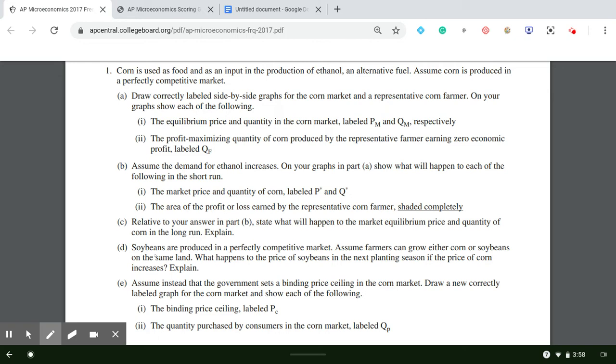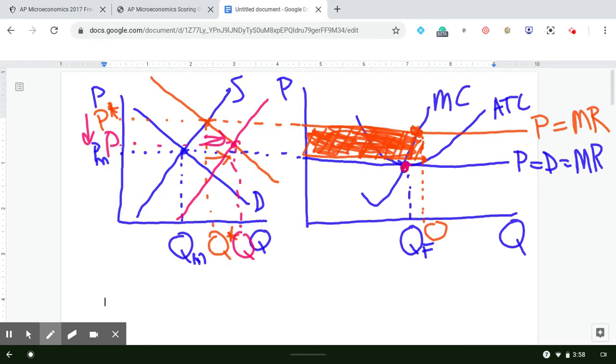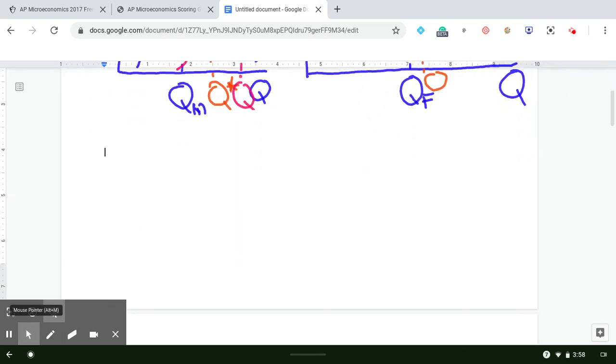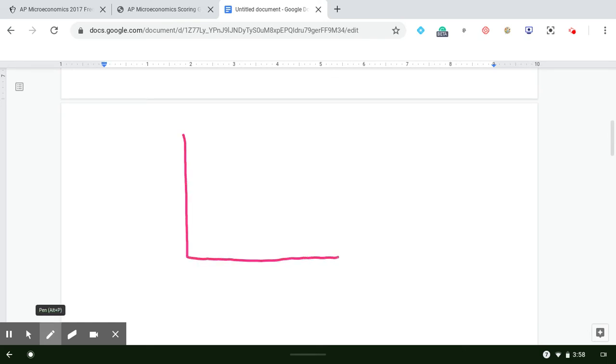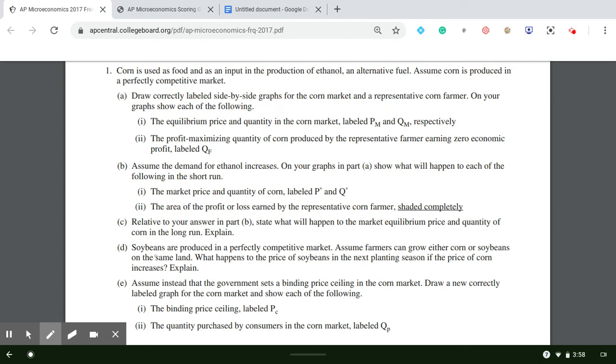Soybeans are produced in a perfectly competitive market. Assume farmers can grow either corn or soybeans on the same land. So that means that they're production substitutes. What happens to the price of soybeans in the next planting season if the price of corn increases? Explain. Okay. So again, this is where I want to sketch a little graph. I'm thinking to myself, okay, let's look at the soybean market, quantity, price, real quick graph. And I start going, okay, there's substitutes in production.